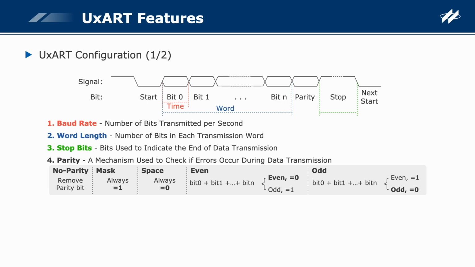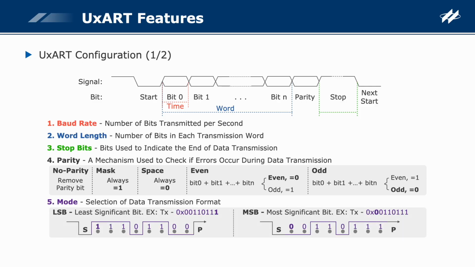Parity. 5 parity modes are used to detect transmission errors. No parity. No parity check is used and this bit is removed. Mask. The parity bit is fixed at 1. Space. The parity bit is fixed at 0. Even. The parity bit is set to 1 when the sum of all the bits is odd. Odd. The parity bit is set to 1 when the sum of all bits is even. To ensure accurate data transmission, both communication interfaces must be configured with identical parameters.